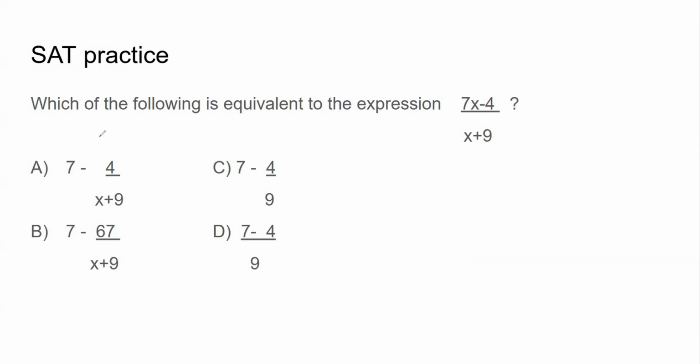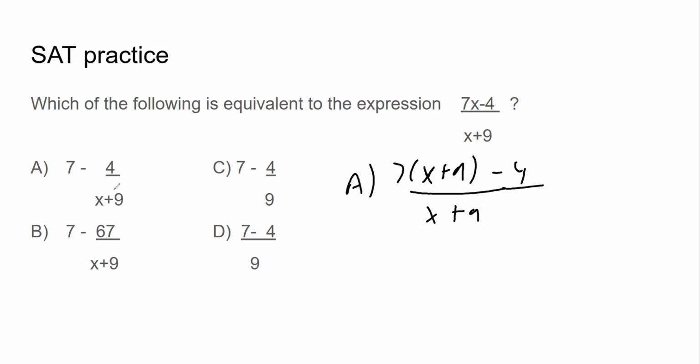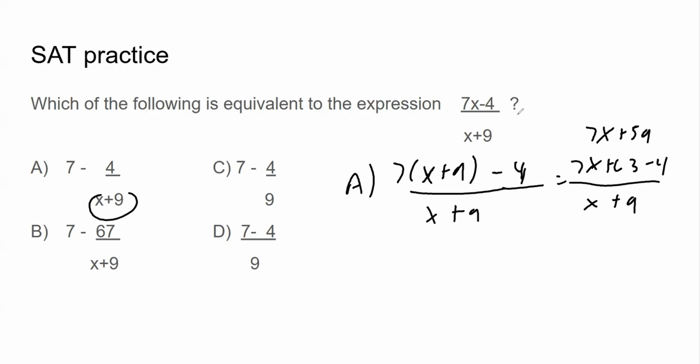So I'm going to solve A. And what you do is you find the LCM, which is x plus 9, because that's the only thing there. And then you do 7 times x plus 9 on this side, and then minus 4, because you've already got the x plus 9 down here under the 4. So it's just minus 4. All right, this gives you, I'm going to distribute, 7x plus 63 minus 4 all over x plus 9. Now, when I do this, I get 7x plus 59, and that is not what I need.